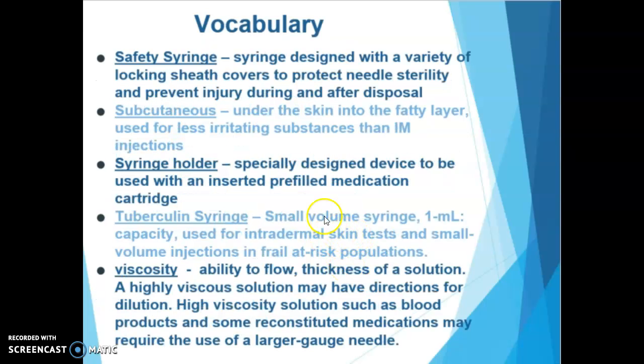Some more vocab. The safety syringe. A lot of your syringes and needles now come with a little locking mechanism that's going to help keep you safe so you don't poke yourself and maybe collect a disease from somebody. Subcutaneous, this is an injectable that goes under the skin but into the fatty layer. It's used for less irritating substances than the intramuscular injection. Like if you've ever seen anybody give themselves an insulin shot, that's a subcutaneous.